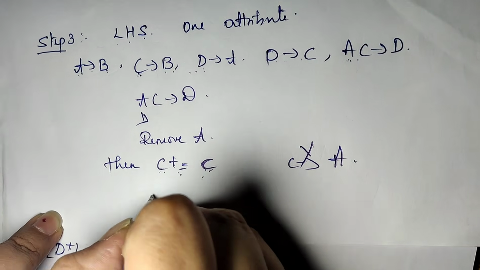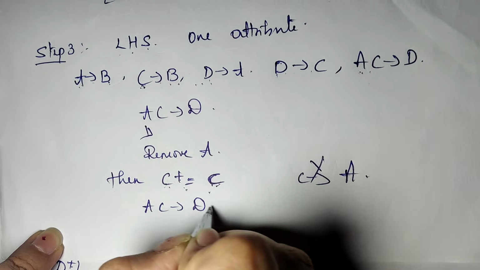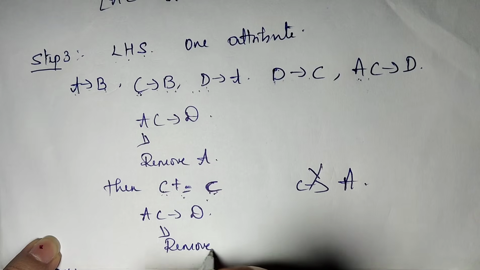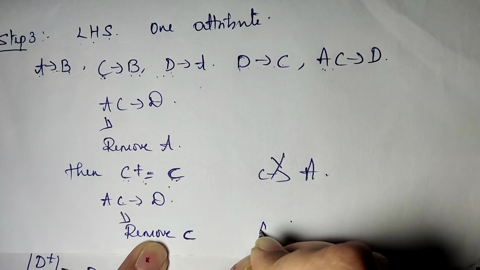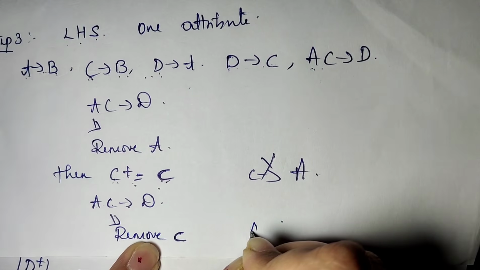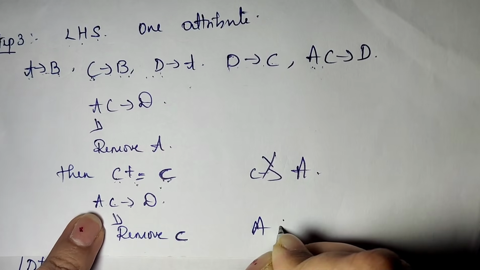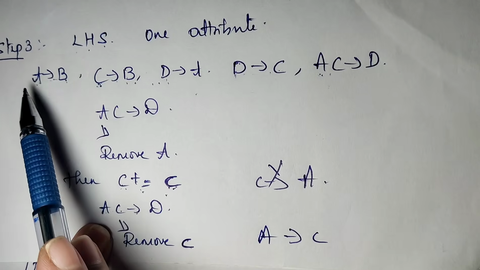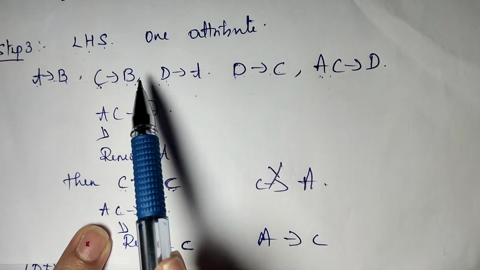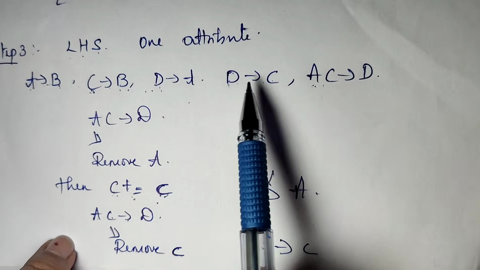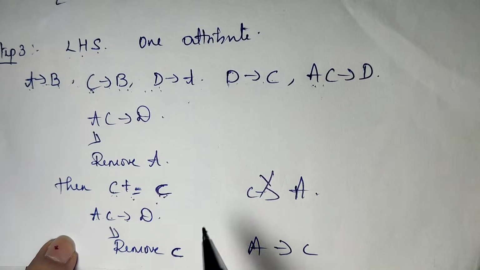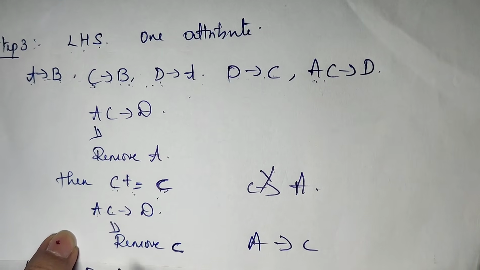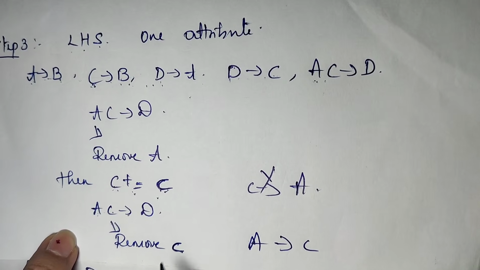So next, consider AC determines D. If we remove C, then by using A, we won't get C. Observe carefully: A determines B, C determines B, D determines A, D determines C, AC determines D. If we remove C, then by using A we can't determine C. So that's why it's not possible to delete C also.